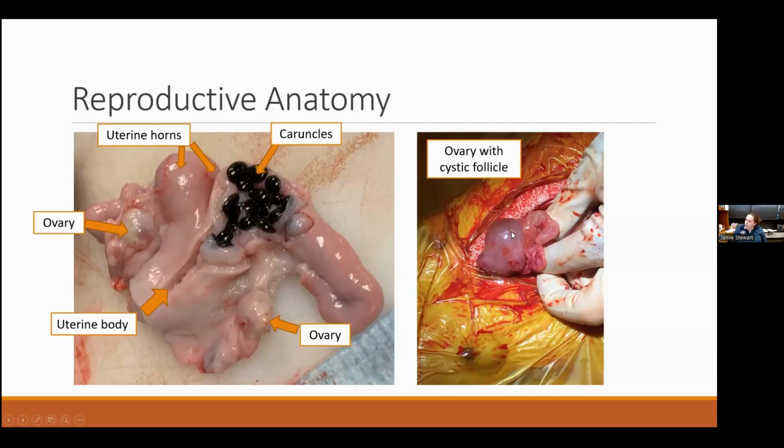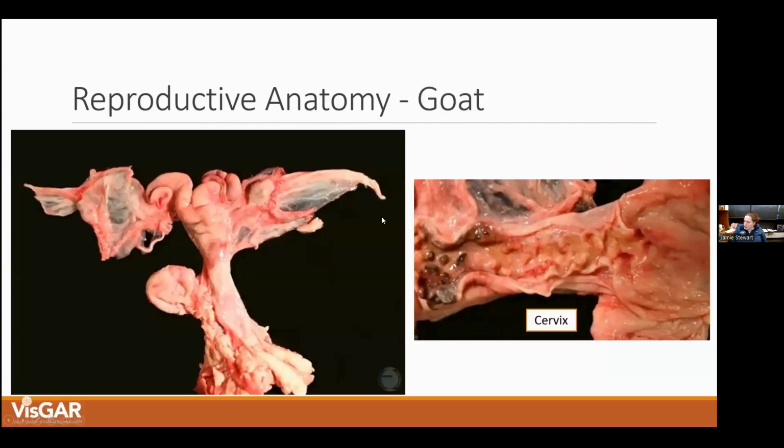But not too surprising, because she had been superovulated, so sometimes those drugs will induce them to form a cyst. And then over here is the fallopian tube, or the uterine tube, where it's going down into the body. So just a couple of pictures.